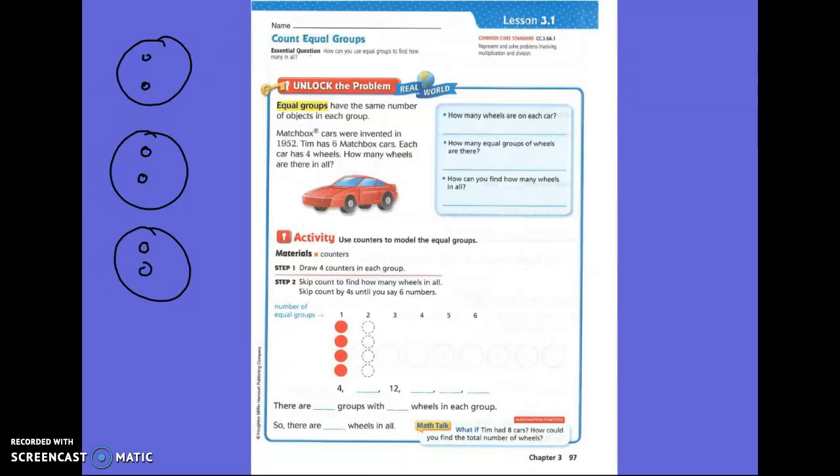Do you see how these are 3 groups and there are 2 in each group, so that means they're all equal because 2 equals 2 equals 2, doesn't it? Okay.